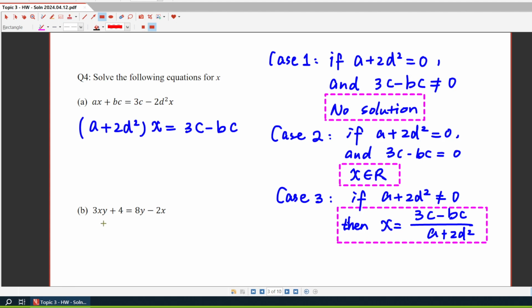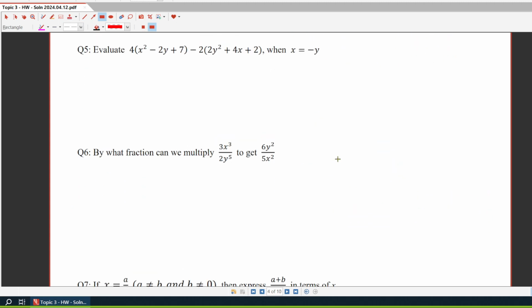And you can use the same method to find solutions to the next question B. Method should be the same, okay? So we'll just move to the next question, number 5. Evaluate this expression when x equals negative y. So when x equals negative y, we can substitute x using negative y, right?